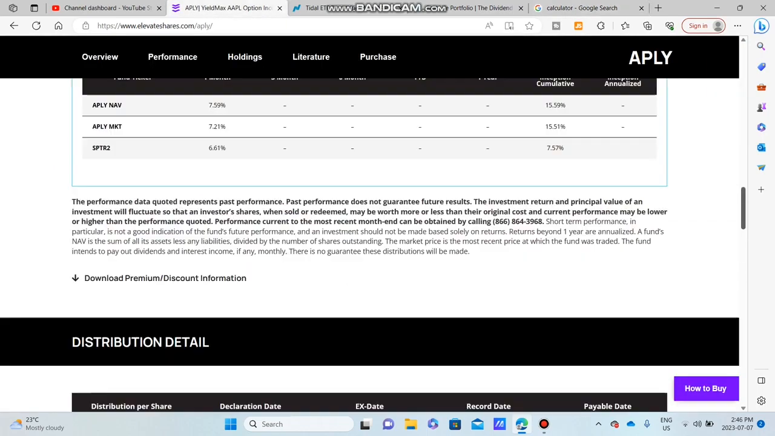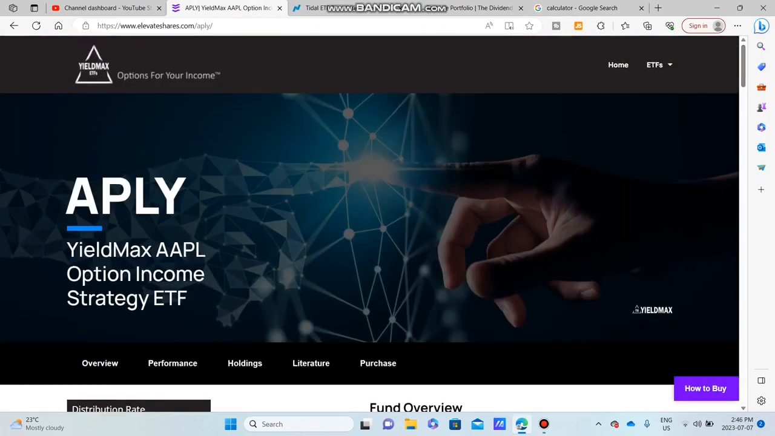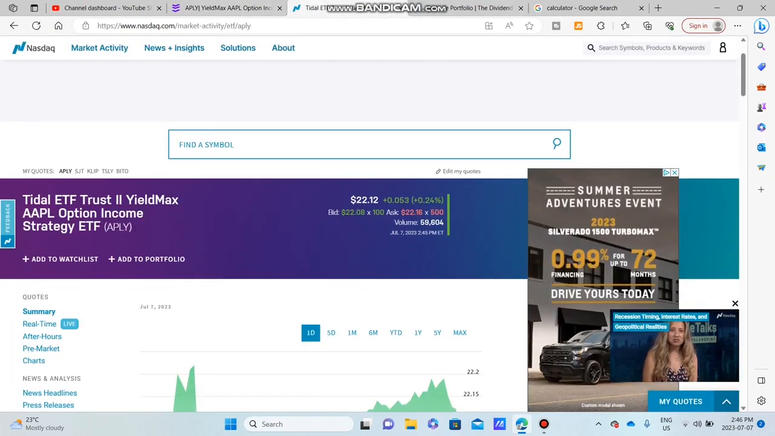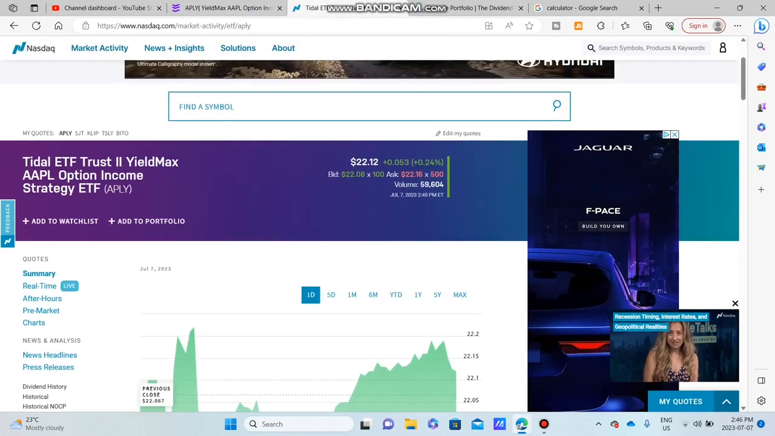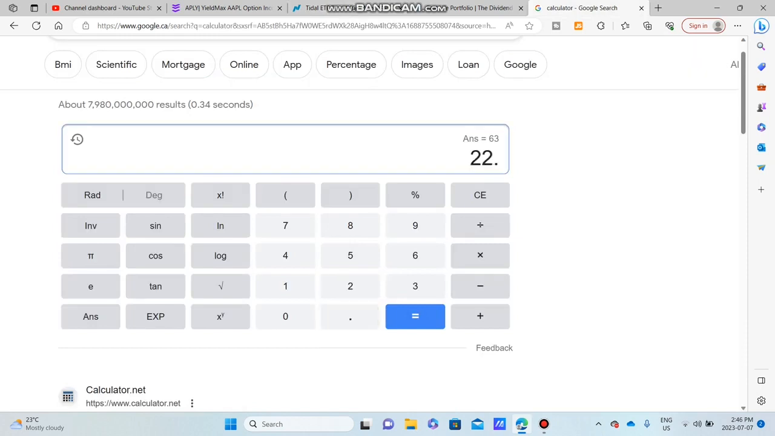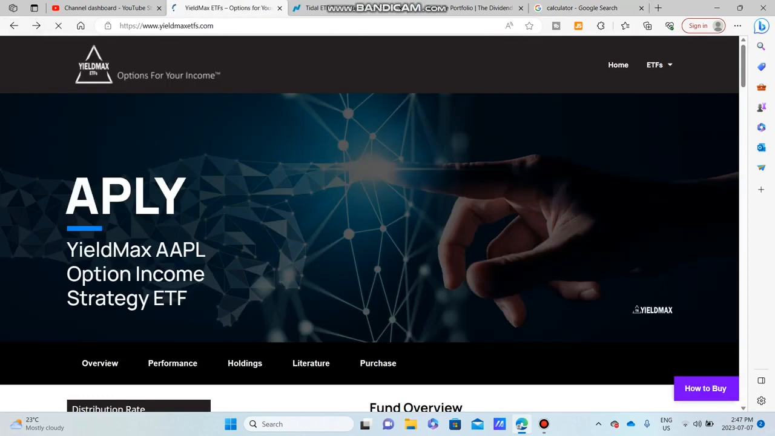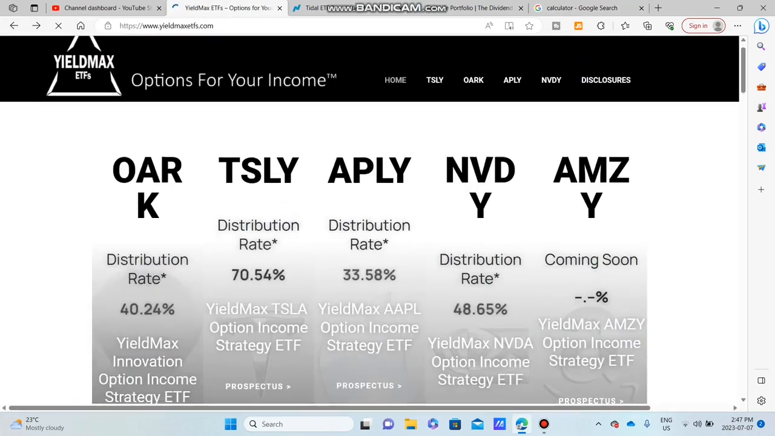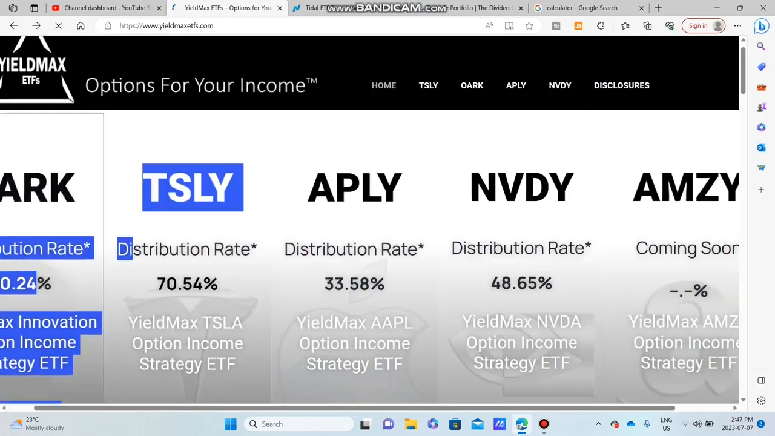And at APLY's current share price, let's see if we can find it right here. I love using the NASDAQ as my search tool. So we got $22.12 times 100 shares. You need to own about $2,000 in order to receive about $63 in monthly income. Not too bad.